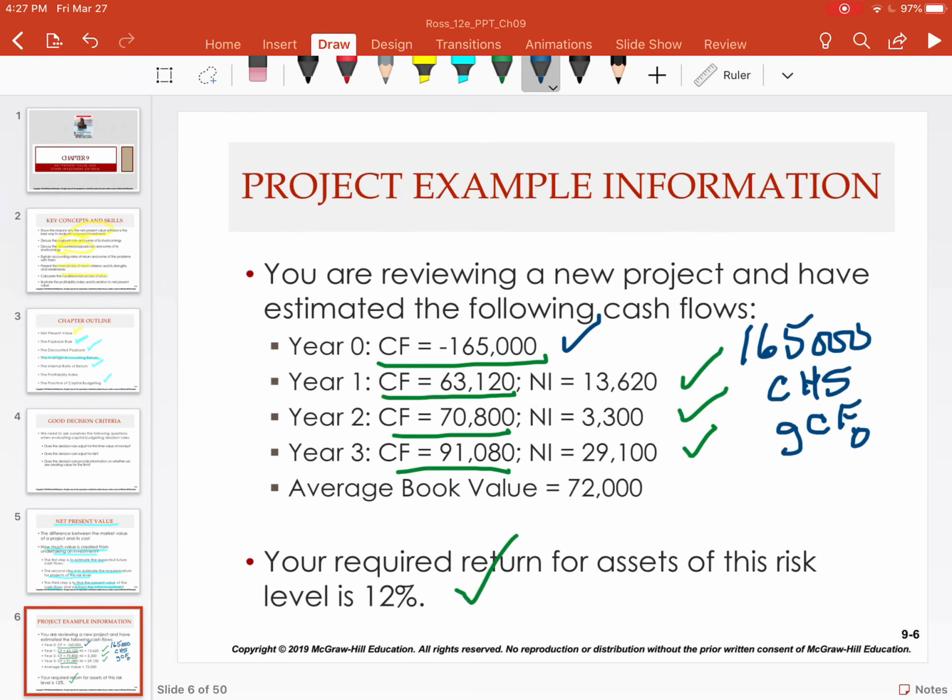So I just wanted you to be able to see how to work through an actual net present value calculation with the calculator. Sorry about that.